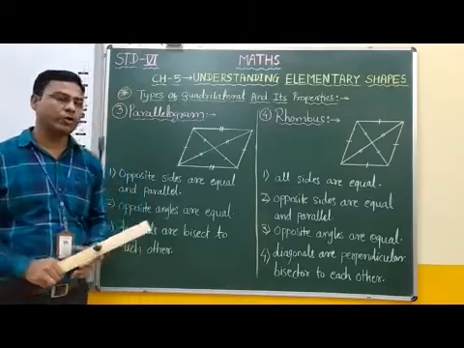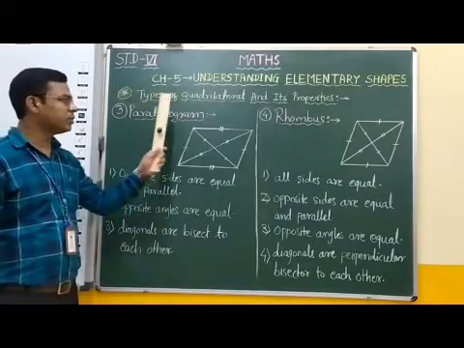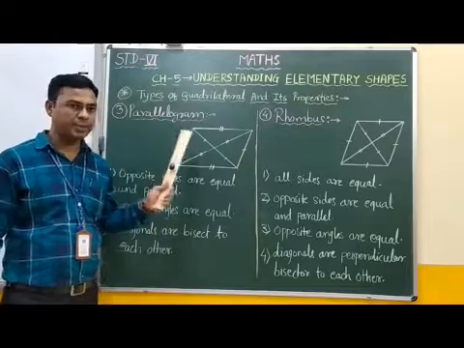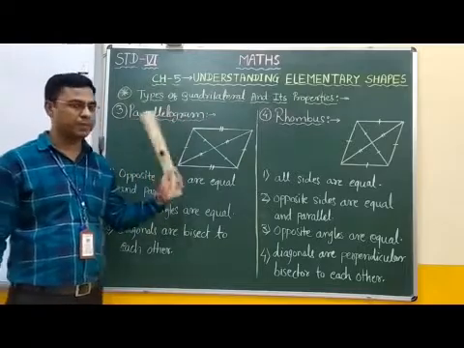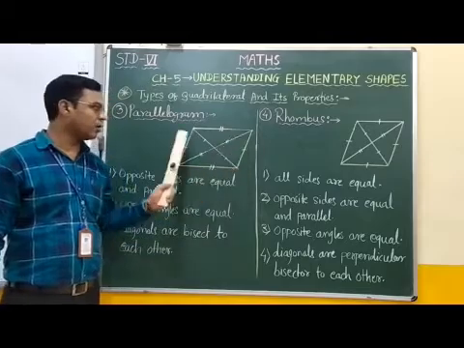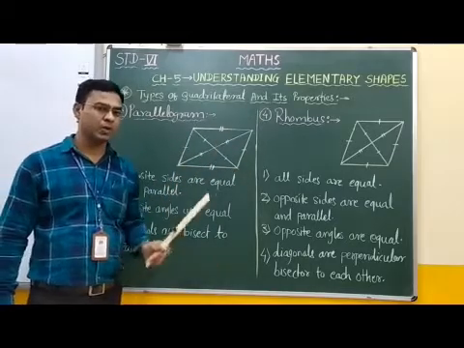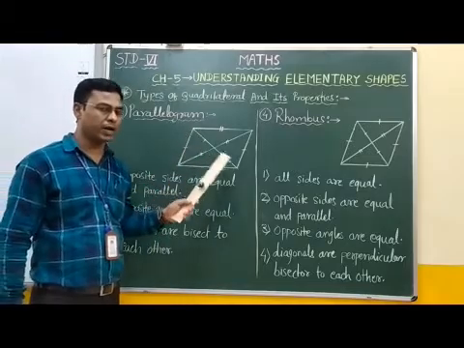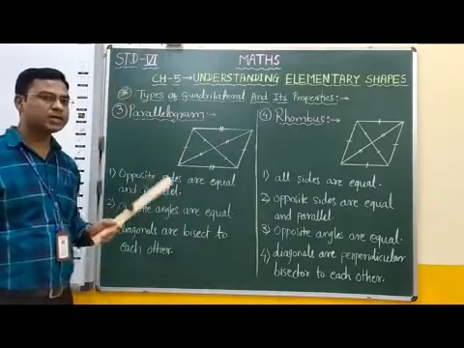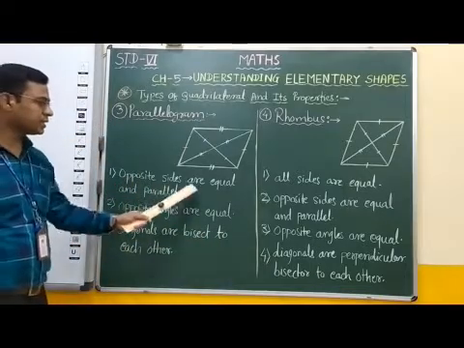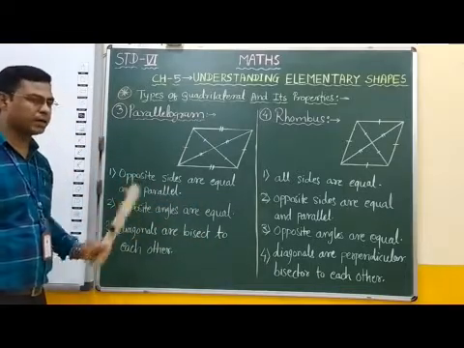Students, now we are going to learn the third type of quadrilateral, that is parallelogram. I have drawn a figure of a parallelogram. Why is this quadrilateral called a parallelogram? Because of its properties. The first property is that opposite sides are equal and parallel.